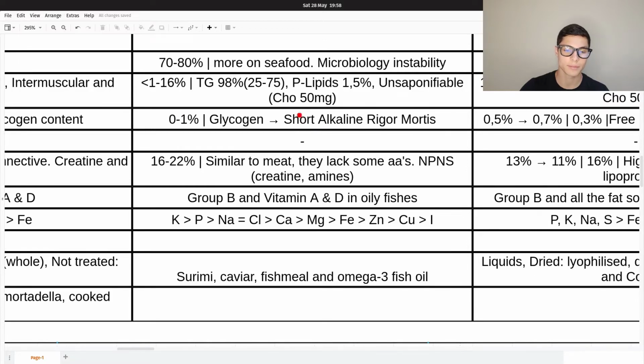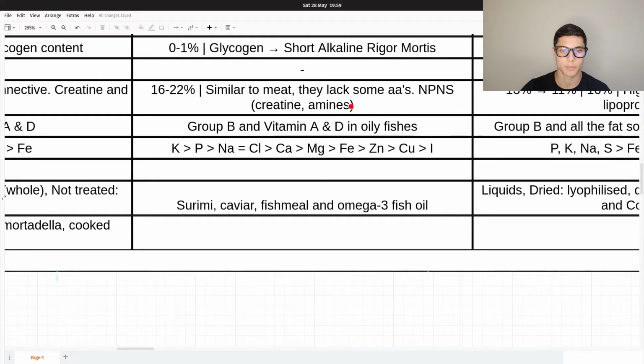And they can have the short alkaline rigor mortis if they have it. No fiber. Protein 16 to 22. It's similar to meat. And they lack some amino acids. So in comparison, meat has a better protein profile, better amino acid profile. And then they have the non-proteinic nitrogen substances such as creatines and amines, especially volatile amines. That's why fish smell so hard.